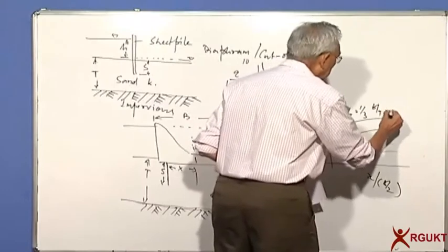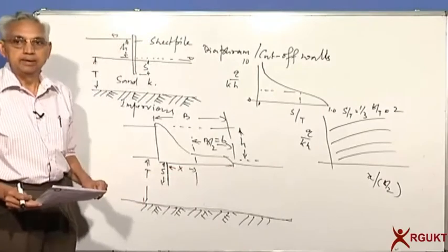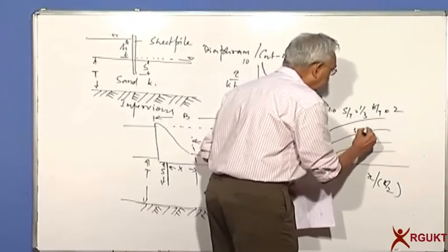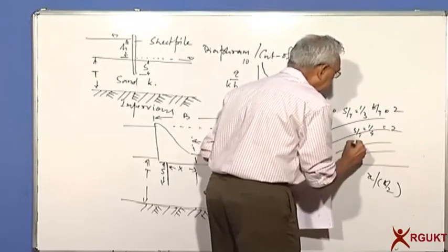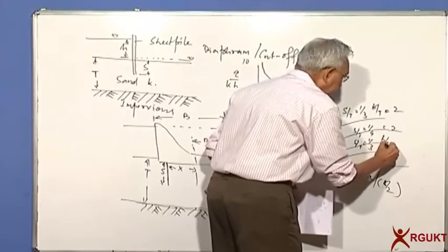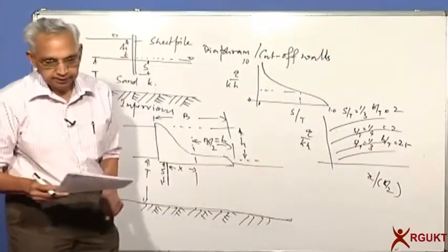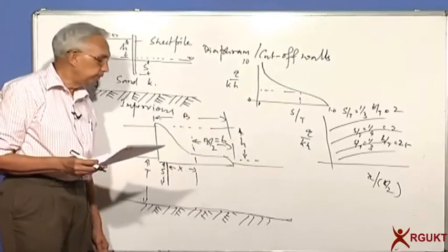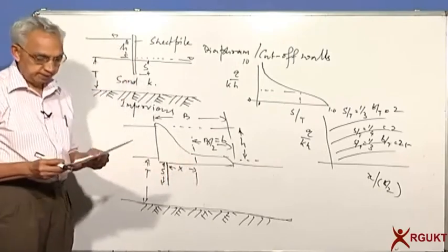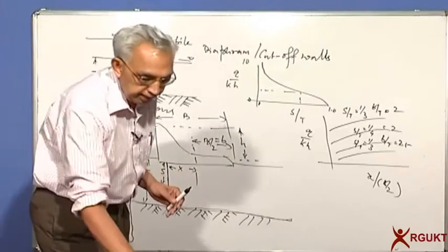So for various combinations, say this is 2. If I have a very wide barrage or I have a narrow one, so S by T is equal to 1/4. This is 2. Then I can have S by T equal to 1/3, but B by T is now 1.5 or 2.5. So we have the standard solutions which are available in the book, and one can use it to decide where I should put the cutoff with respect to the center of the barrage. So these are the kind of designs you do as a civil engineer using analytical solutions.